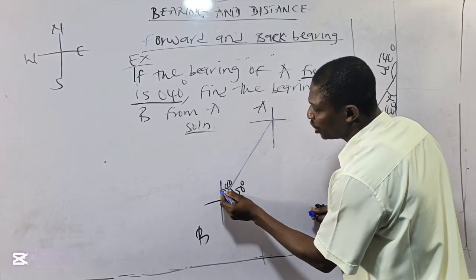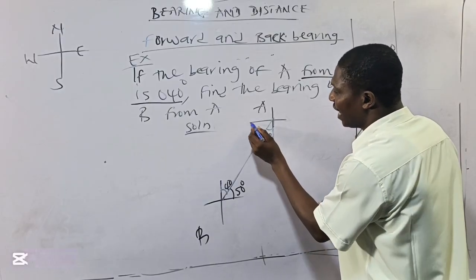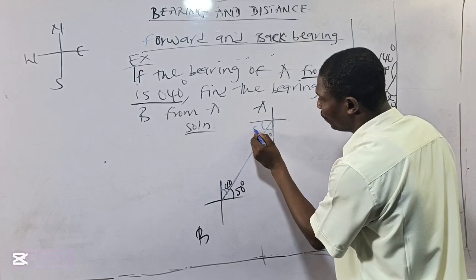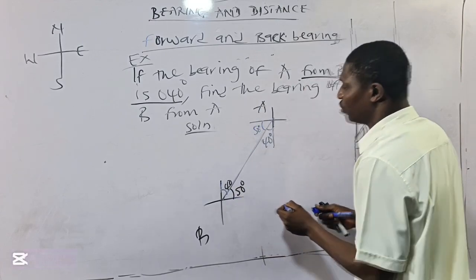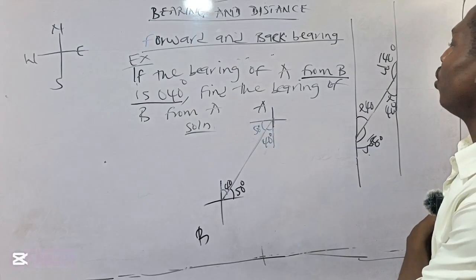It's forming Z. So if this is 40, this inner will equally be what? 40 degrees. And if this is 50, here must be 50 degrees as well, because here is also forming Z. Now, we are asked the bearing of what?